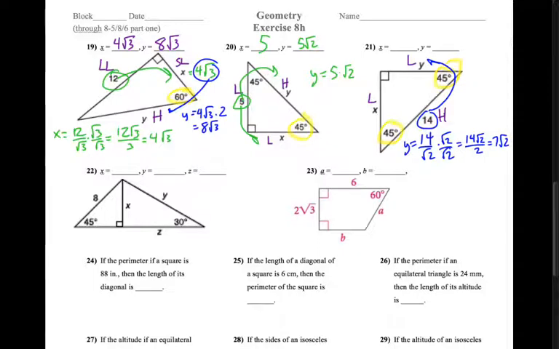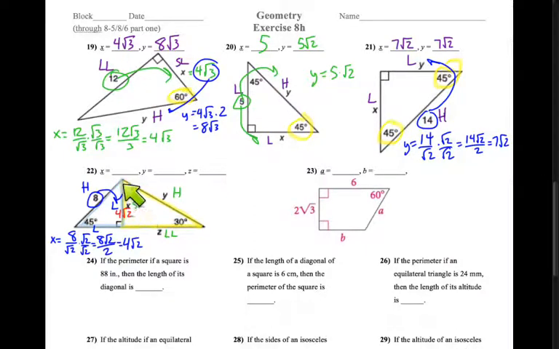Number 22. I have a 30, 60, 90 right triangle on the right side, and a 45, 45, 90 triangle on the left-hand side. The thing that is given to us is the hypotenuse of the 45, 45, 90. We divide by the square root of 2 to get the leg. So I'm solving for x here, the leg of this 45, 45, 90. 8 divided by square root 2. Simplify, you get 4 square root 2.